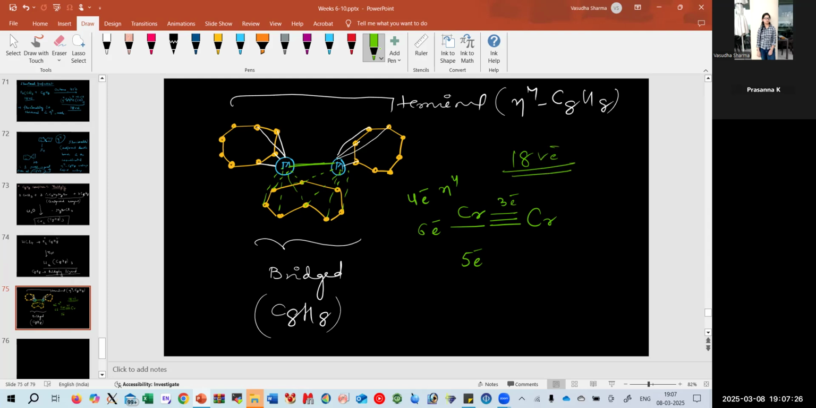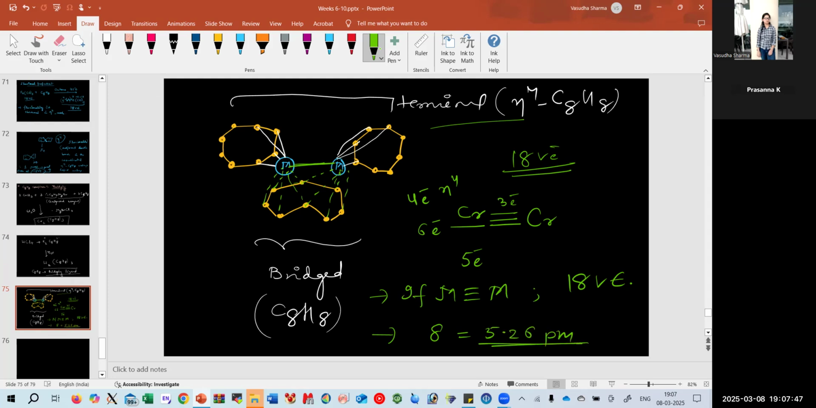So the take-home message: the terminal one makes the eta 4. The bridged one, all the 8 centers are involved. If a metal triple bond is involved, then it would form an 18 valence electron configuration, and fluxionality is again observed here, and only one type of signal occurs, which appears at 5.26 picometer. So I hope this is clear.